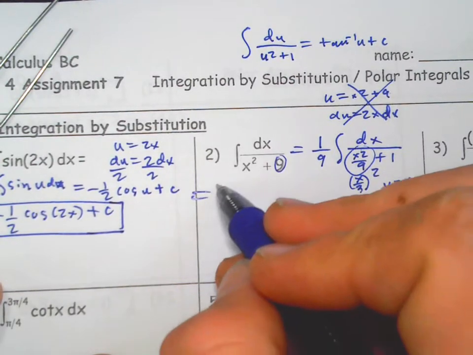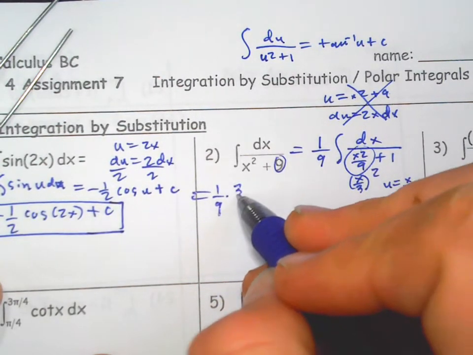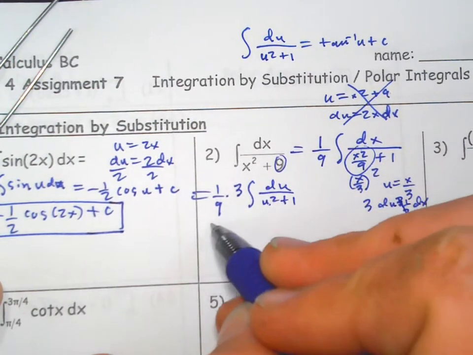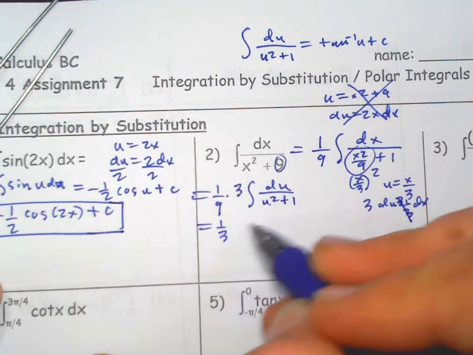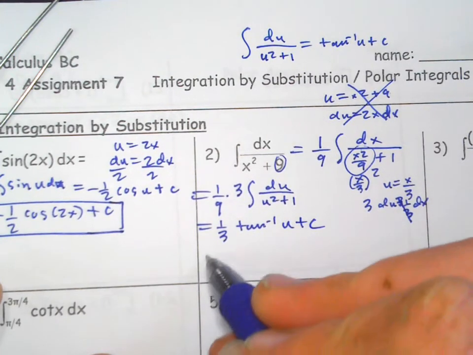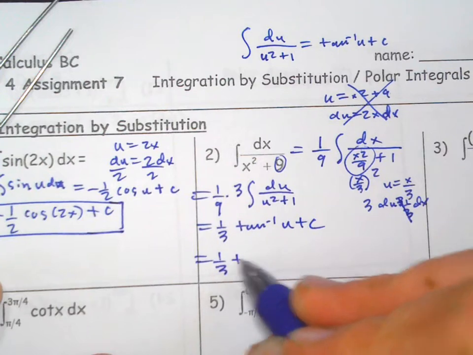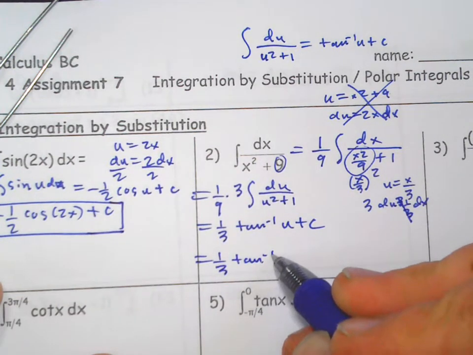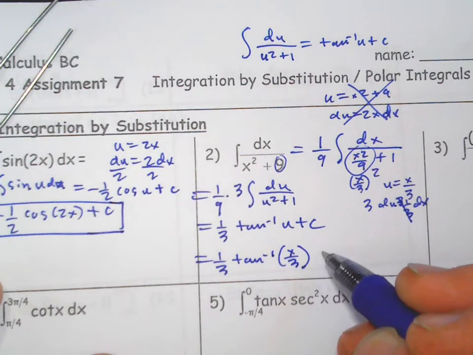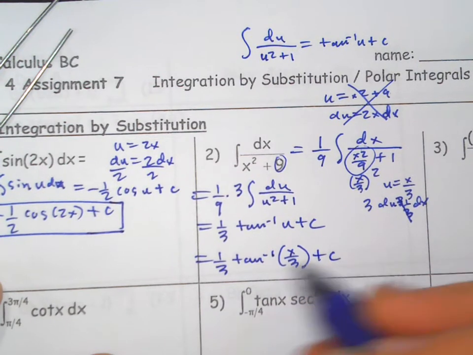Now there's already a 1/9, and now there's going to be an extra 3. It's going to be du over u squared plus 1. So that's going to be 1/3 inverse tangent of u plus c. And we need to rewrite it back in terms of x for a final answer. So u is x over 3, and it's 1/3 inverse tangent of x over 3 plus c.